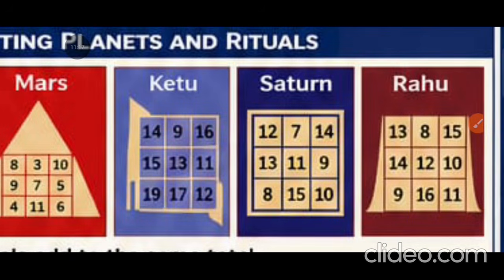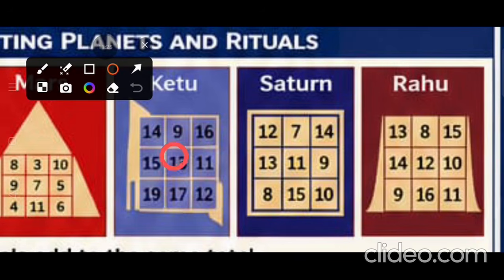If we look at the Ketu planet magic square, here the middle number is 13. So the sum will be 39 for each row, each column, each diagonal. For Saturn, the middle number is 11, and the sum will be 33. For Rahu, the middle number is 12, and the sum of each row, each column, each diagonal will be 36.